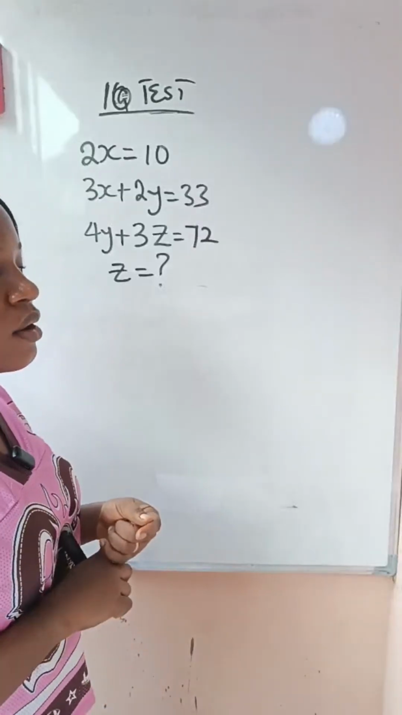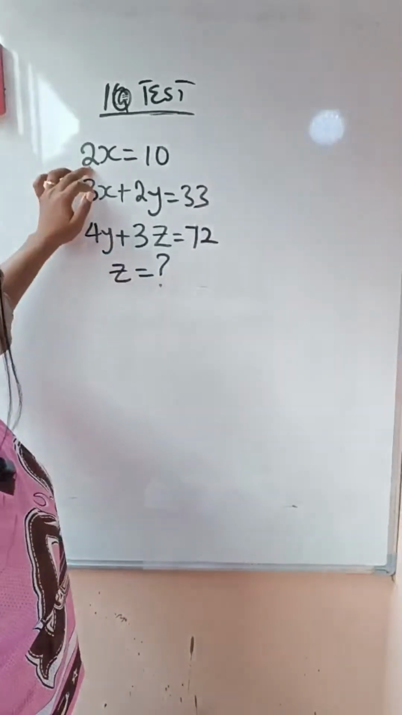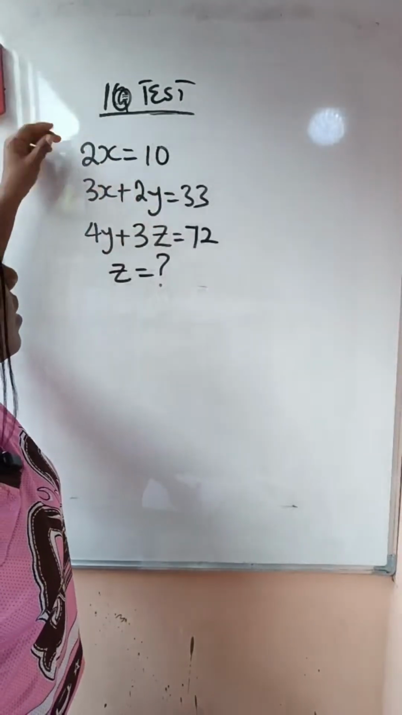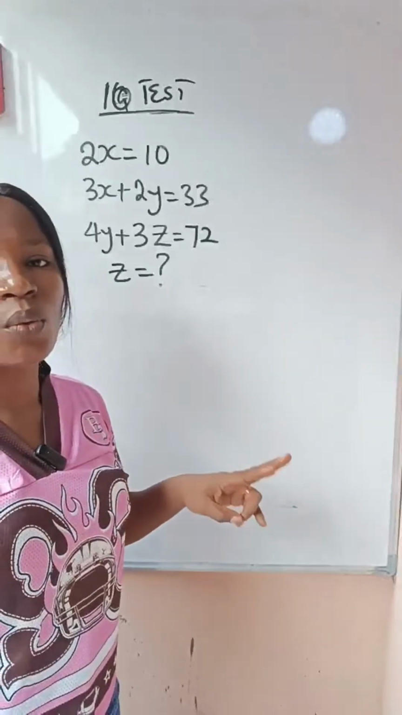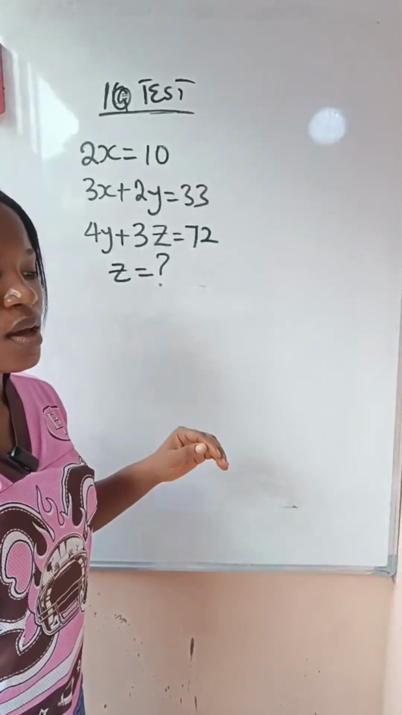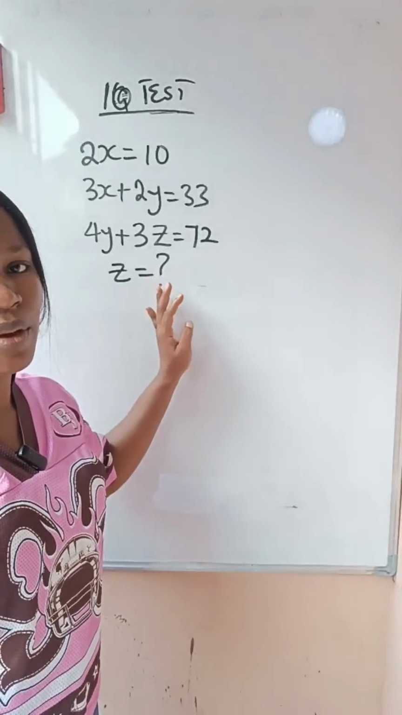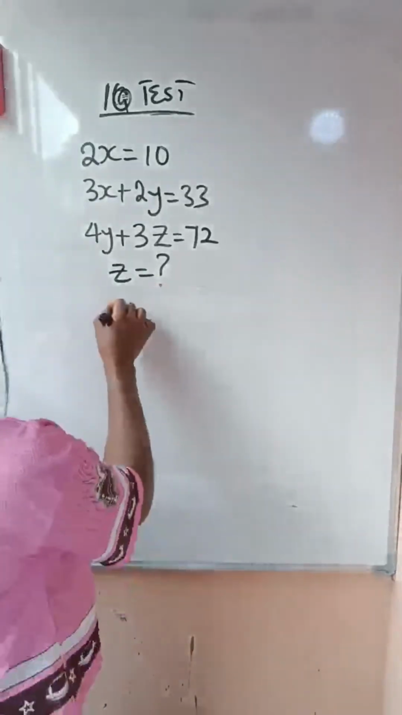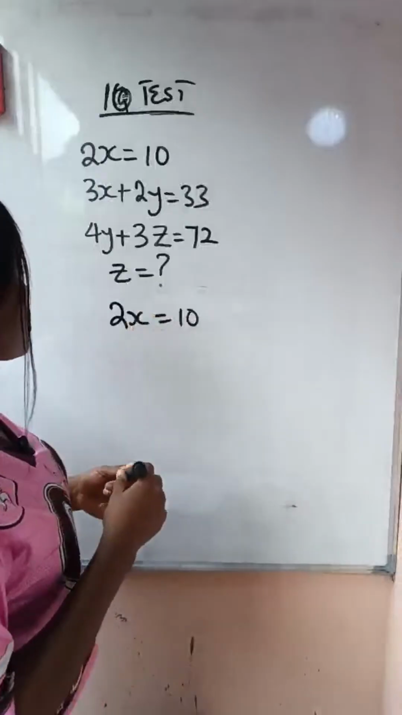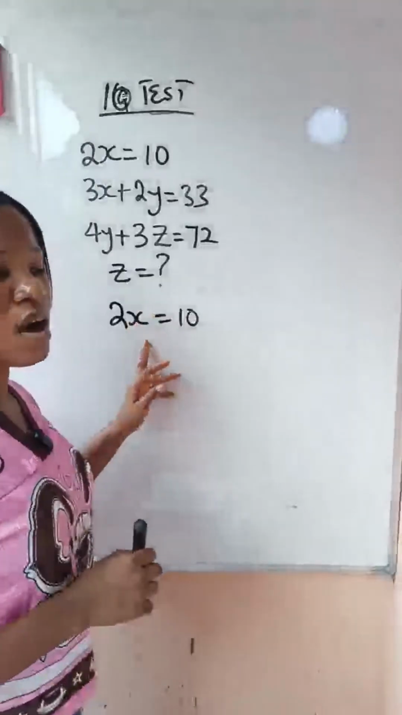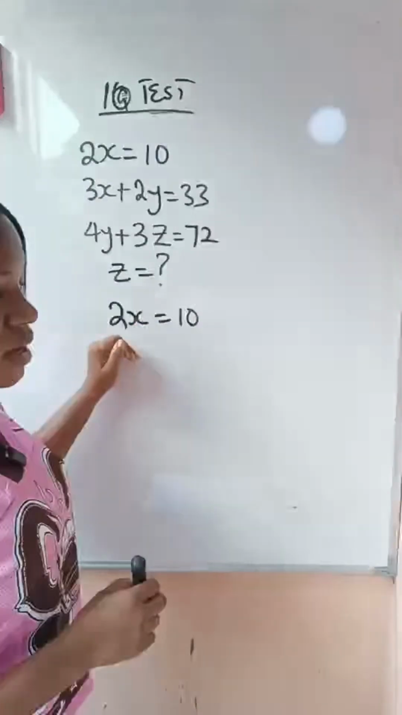Now for example, from 2x equals 10, I can easily get the value of x. So that number one is the weakest equation there. So I'm going to start from there, all right? So if I do that, I have 2x equals 10. Now to get the value of x, I will have to divide both sides by 2.